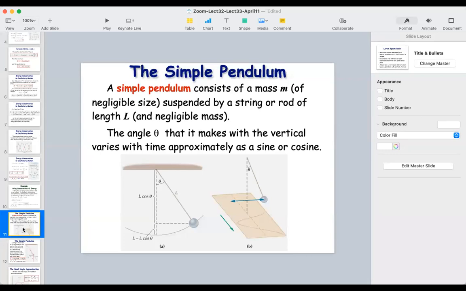So a simple pendulum consists of a mass M of negligible size, suspended by a string or rod of a certain length L of negligible mass. So here you see the pendulum. You have this ball of mass m that is moving, and the string or the rod has a length L.